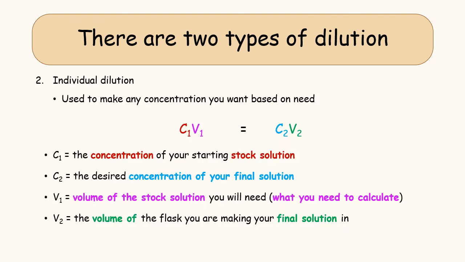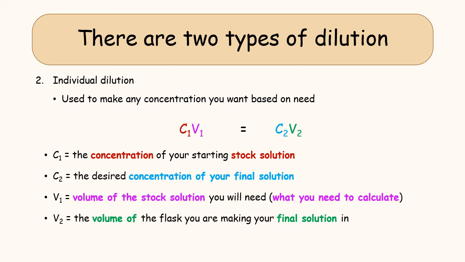The more common type of dilution that we would use in chemistry is an individual dilution. And this is where you have a stock solution, and rather than wanting to make a series of solutions that all are related to one another by the same factor, you might only need to make up 1 or 2 solutions that have very specific concentrations that you want to make. And to do this, we use our dilution formula. And it's C1V1 equals C2V2.